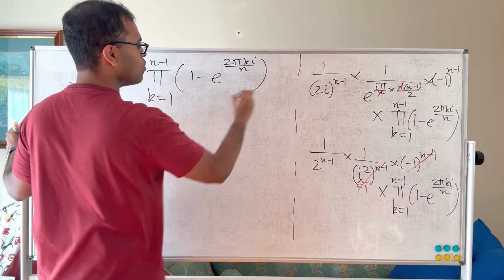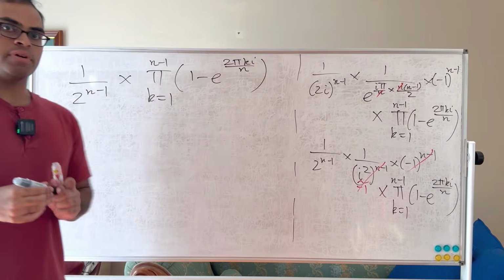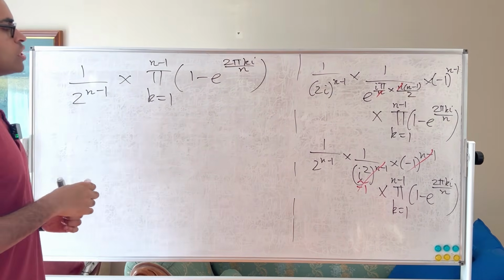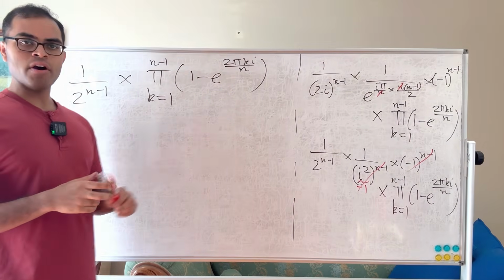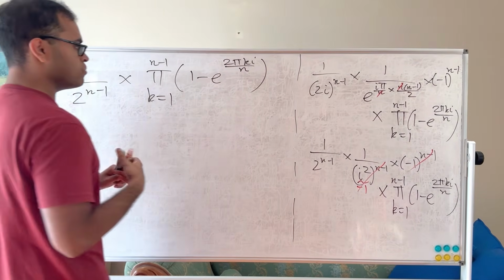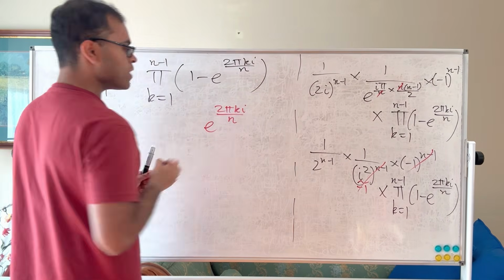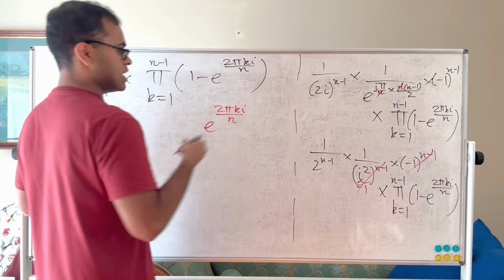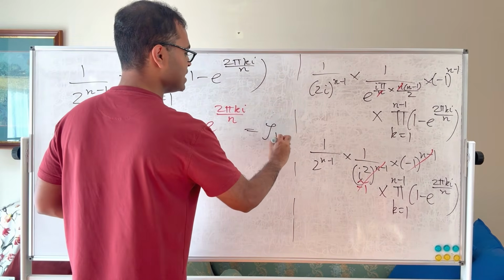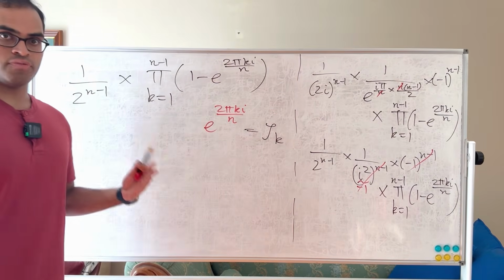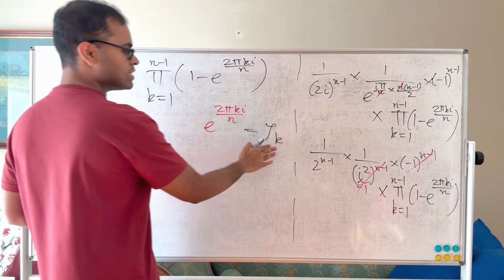And now you're wondering, what's that stunning insight that I promised? We're going to call this e power 2 pi i k over n. There's an important principle about it. E power 2 pi k i over n, if I power it by n, we're going to call it zeta k, because it is an nth root of unity.